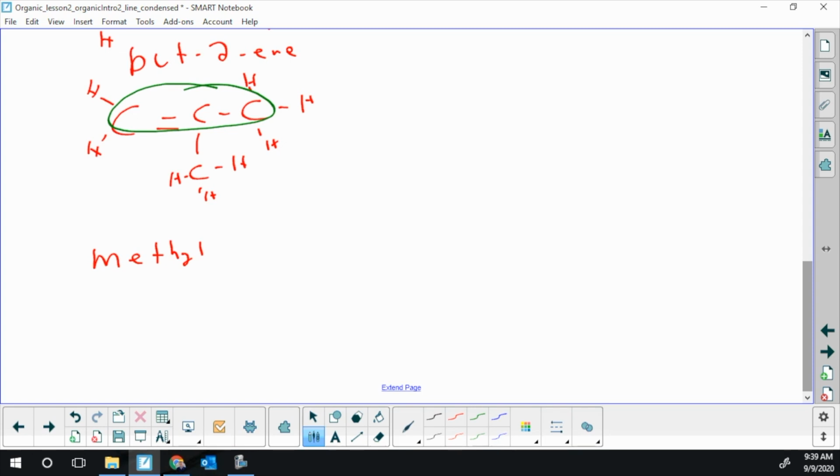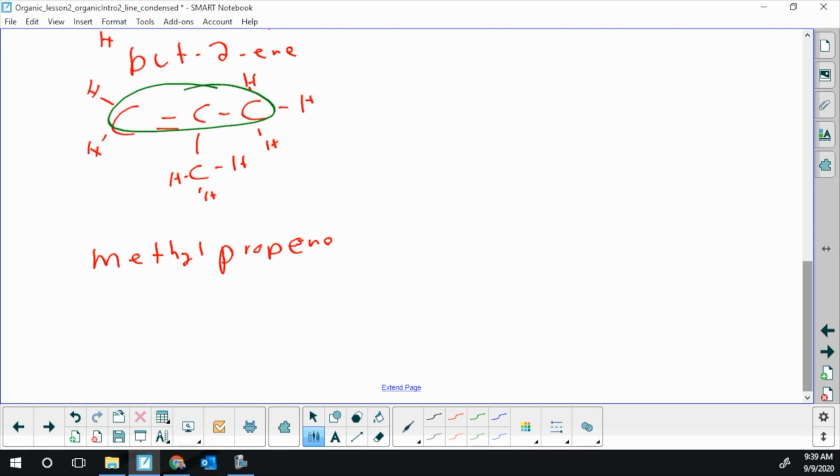It's a prop-1-ene, but you're not allowed to put the double bond here. It's still prop-1-ene. So there's only one possible spot to put that double bond. And so you drop that number also. So you don't need any numbers at all. Methyl propene. Is that what you're going to say too?